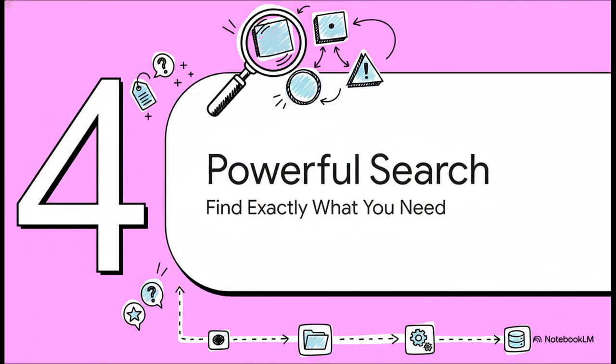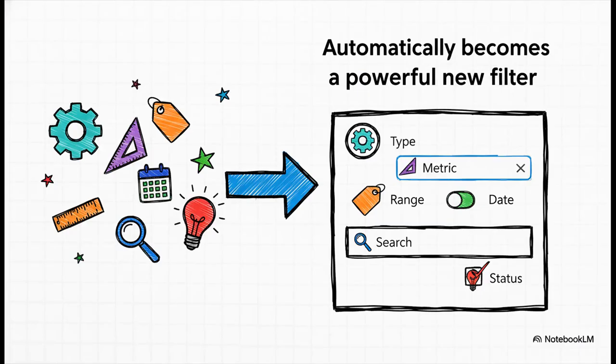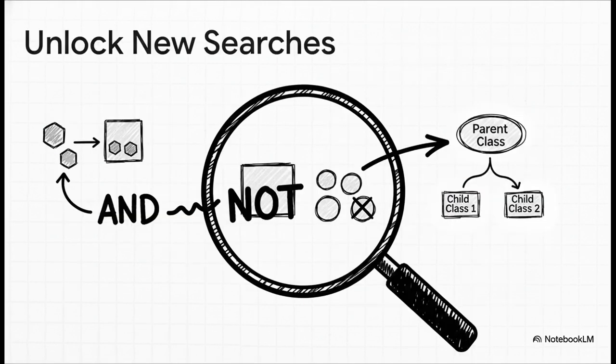Okay, so you've organized all this data beautifully. Now for the real payoff, making all this rich, new information actually work for you. In other words, finding exactly what you need when you need it. Because here's the key. Every single X property and X class you create isn't just for organization. It automatically becomes a powerful new filter that you can use in all your searches.